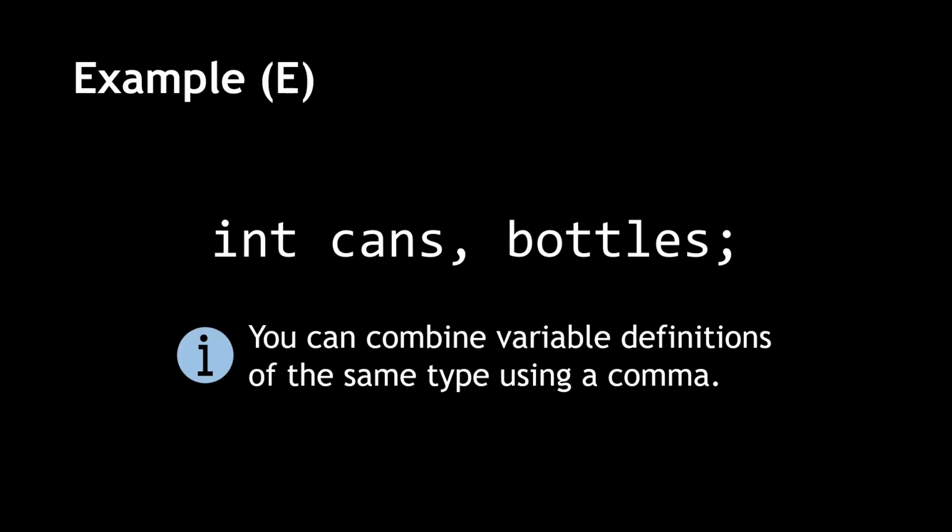In this example, notice that cans and bottles look like two different variable names, but they're only separated by a comma. You can combine variable definitions for multiple variables as long as they're of the same type. Here, we have the int data type, and then the cans variable name, followed by a comma, followed by the bottles variable name, followed by a semicolon. This implies that both cans and bottles are variables of type int.